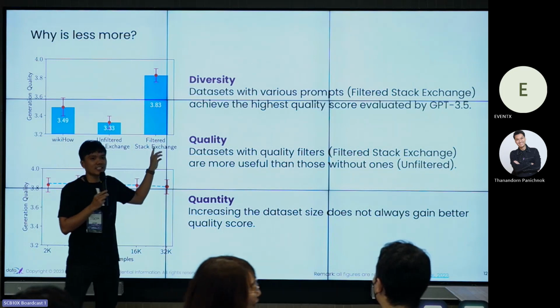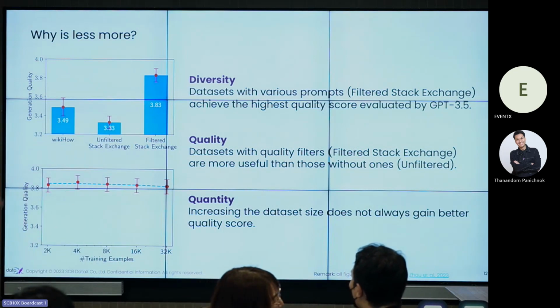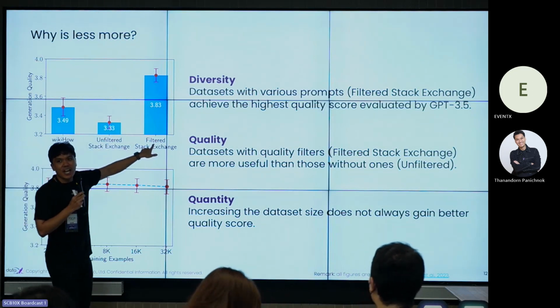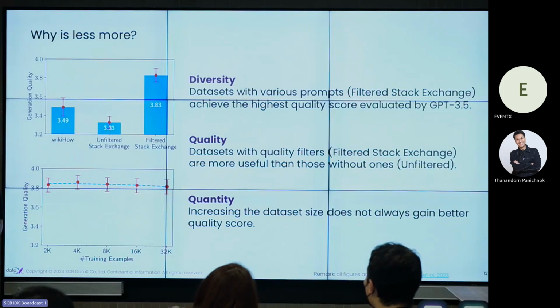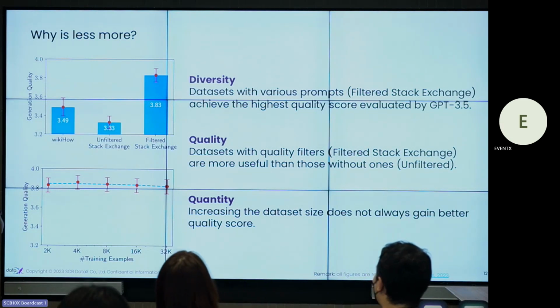And the filtered Stack Exchange contains a variety of questions. What I'm trying to say is that the effect of the diversity can impact the quality of the model. Sorry, the quality of the data set. It means that if the data set that we prepare in the fine-tuning process contains a wide range of content, so we have high diversity, it tends to provide better performance when the fine-tuning process is done.